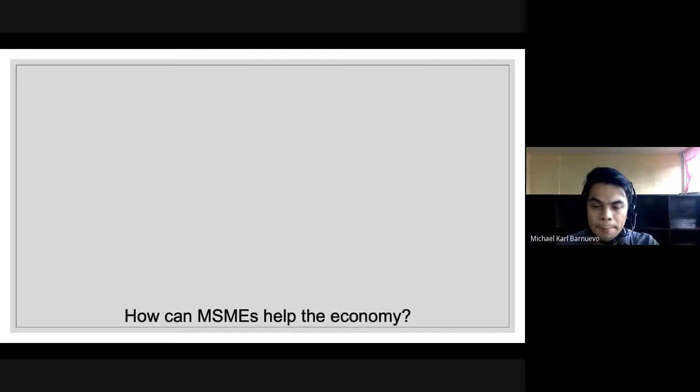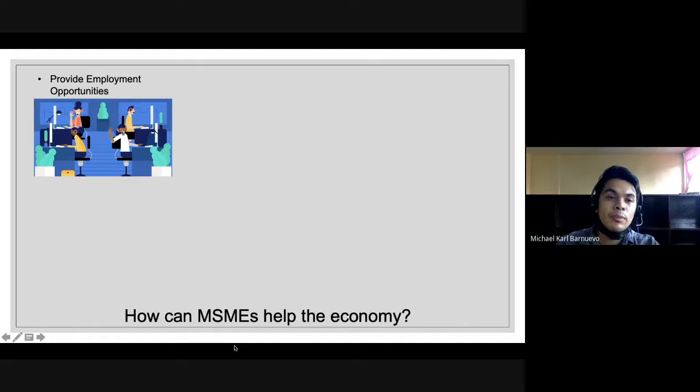Number one, they are the number one providers of employment. No? Provide employment opportunities. Especially, we experienced yung pandemic last year. Up to now, there are a lot of people who still don't have employment. No? Nung may employment naman sila, no, nawala because of the pandemic. If more businesses will open, more employment will be provided.